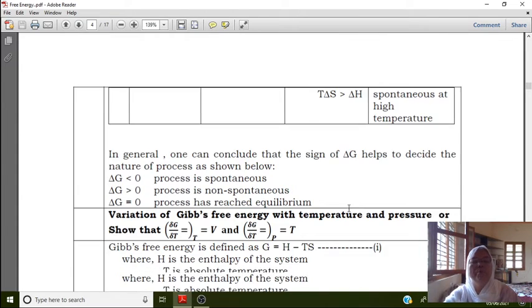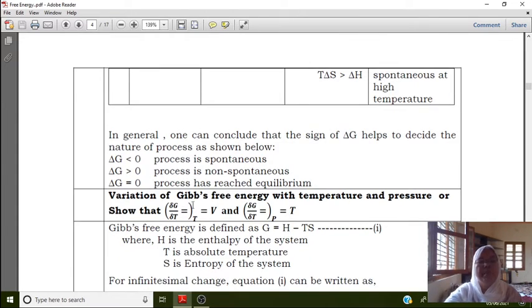Okay. Then we will see today's topic: the variation of Gibbs free energy with temperature and pressure. That means how Gibbs free energy varies with temperature and pressure. That means to show that dG by dP at constant temperature is equal to V, and dG by dT at constant pressure is equal to minus S.